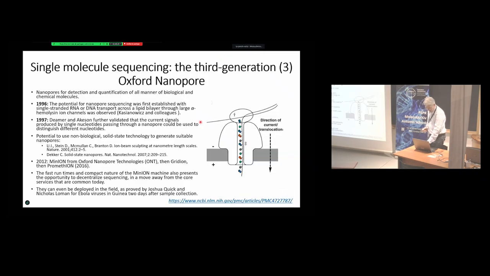And so the last actors that we could introduce come with the technology of ion pore sequencing, and the first representative of it is Oxford Nanopore. So this technology was in fact invented when Kasianovich and colleagues found that it was possible to measure the transport of RNA or DNA through a bilayer through a molecule, an ion channel from bacteria called hemolysin.